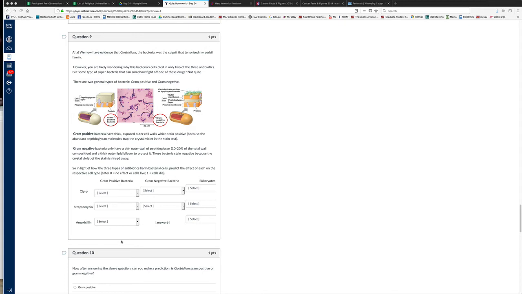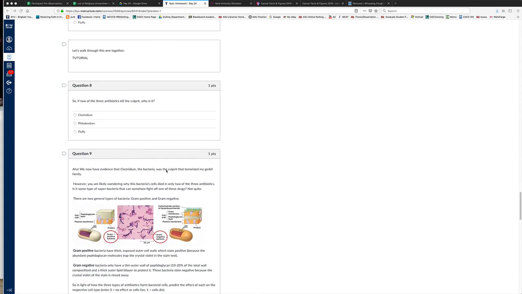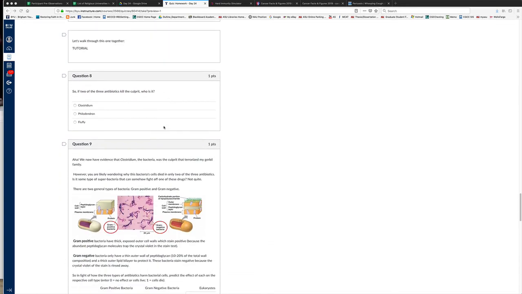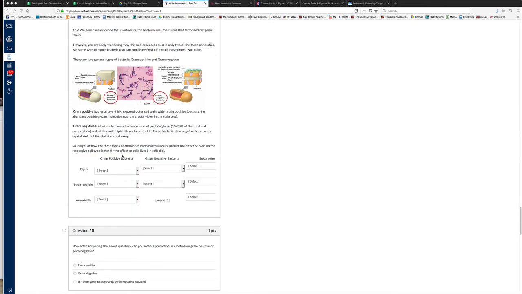Okay, so you should have been able to go through and look at the three types of antibiotics that harm bacterial cells. Cipro blocks an enzyme that stops over-twisting. Streptomycin blocks the bacteria-specific ribosomes needed for protein synthesis, and amoxicillin blocks the enzyme that links amino acids and sugars in the peptidoglycan molecule that's present in the bacterial cell walls. So amoxicillin is the only one that's working on the cell wall.